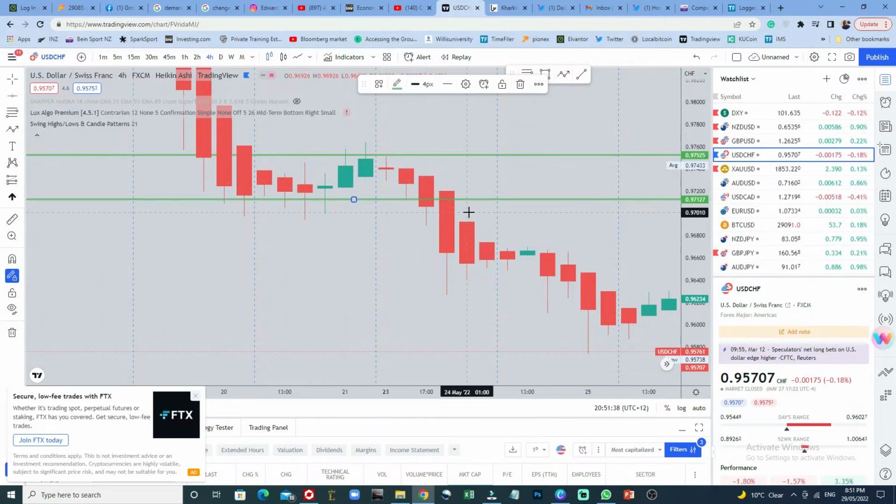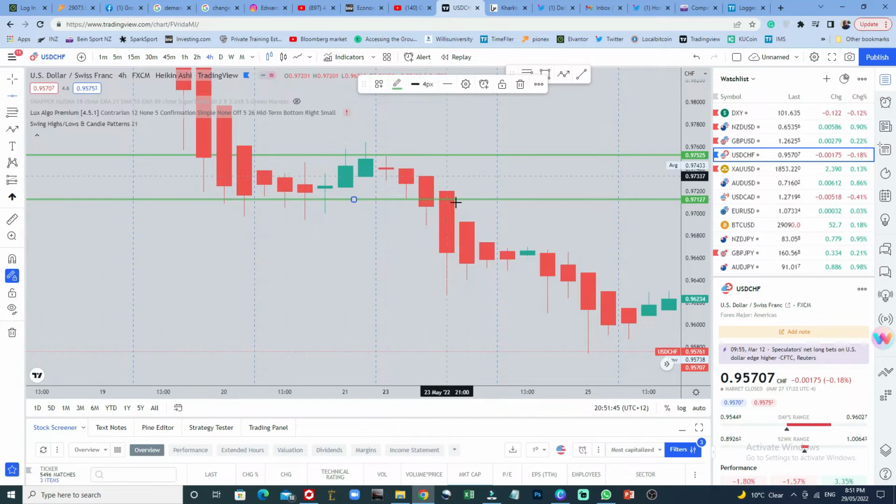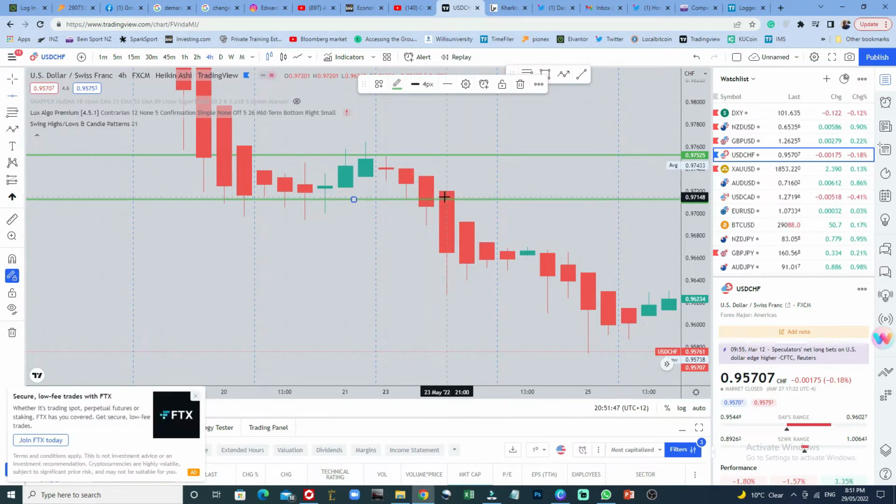Now the next thing is to look for the decisional candle. The reason why we look for a decisional candle here is to identify the direction of the week. What will the market actually do? Will it do more of sales or buys? That's how we identify the direction.